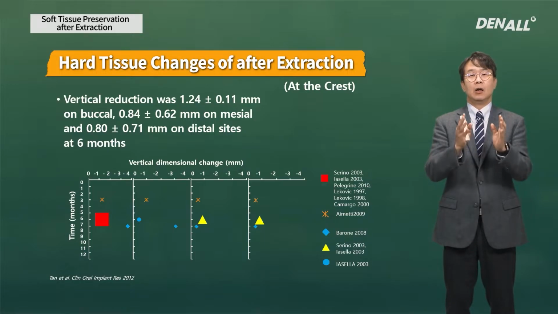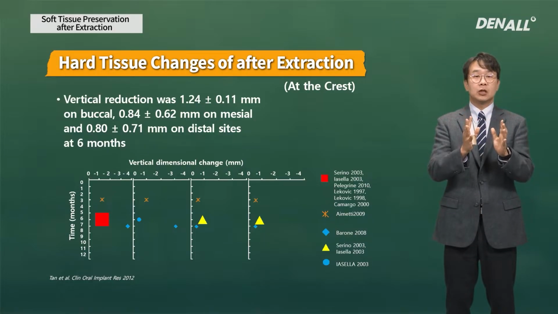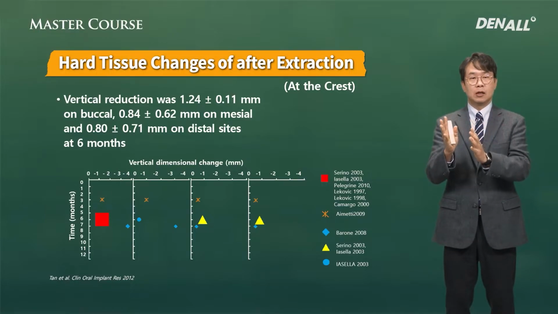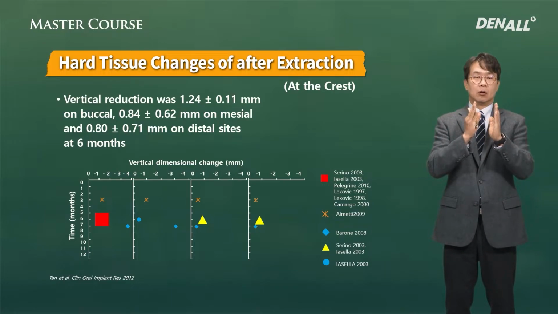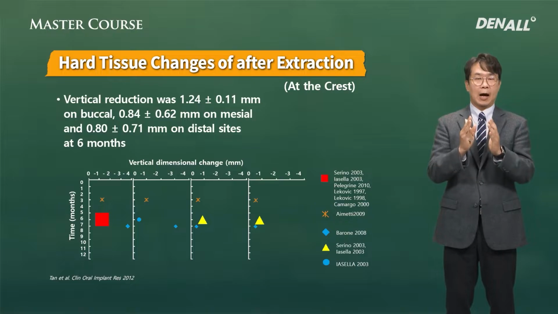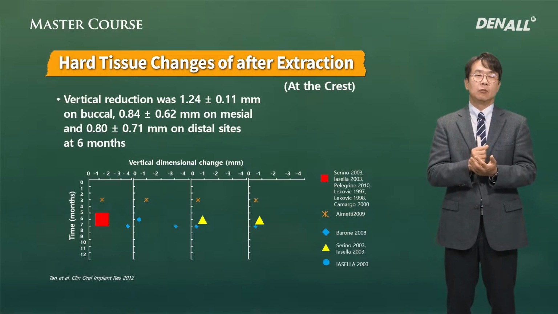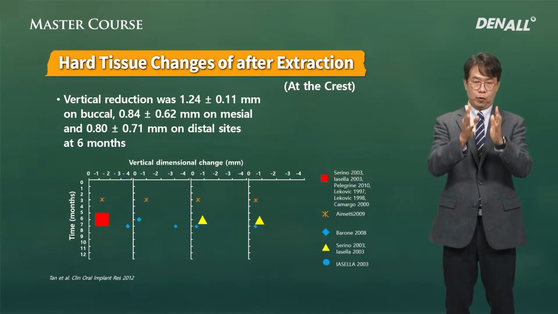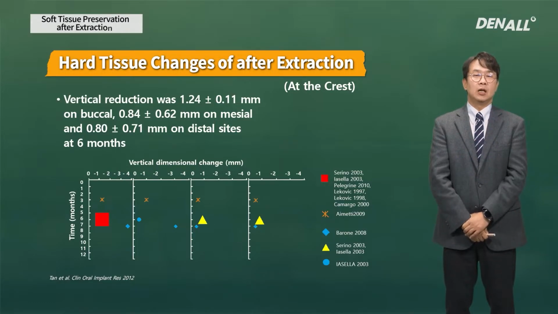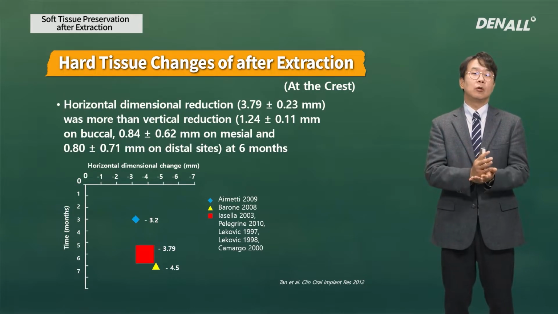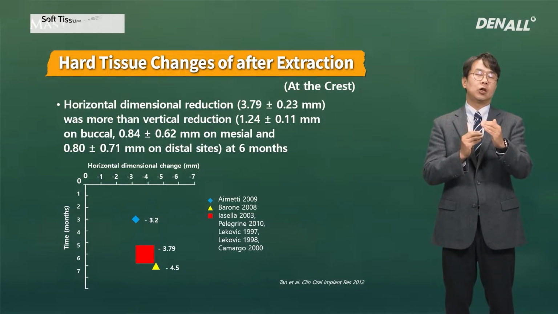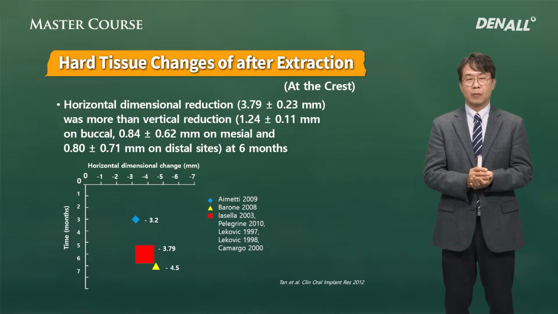And if you look at here, vertical reduction, vertical change happens according to investigators. Buccal, mesial, and distal changes have been investigated. It's about 1.2 millimeters on buccal, 1.8 millimeter on mesial, and 0.8 millimeter distal side. Horizontal changes are varied, but in general this is much bigger than the vertical change.